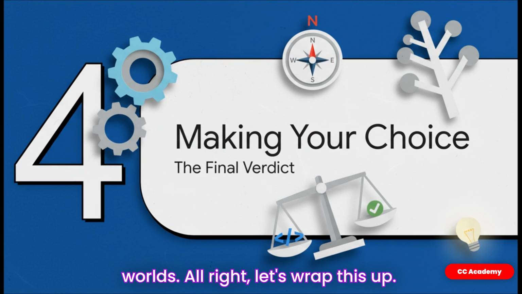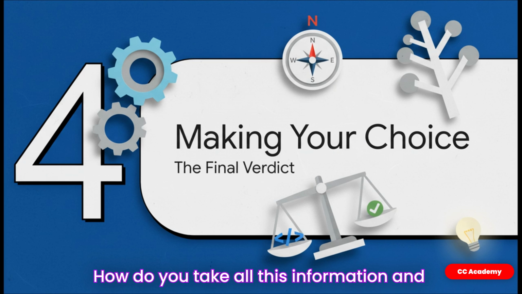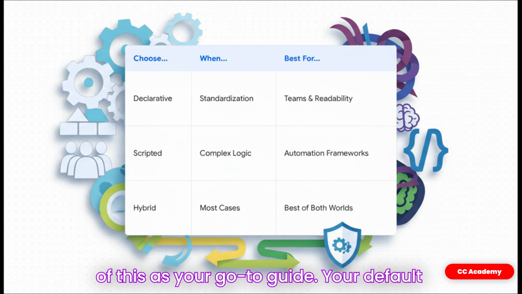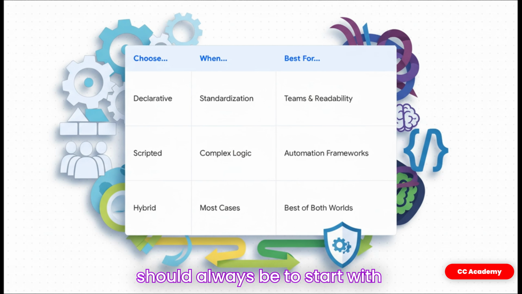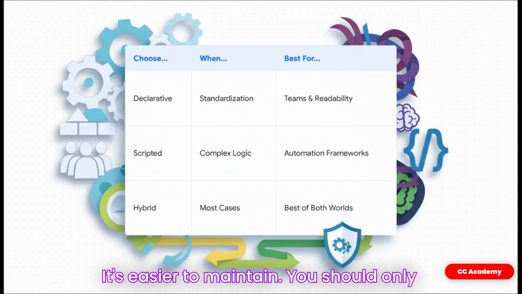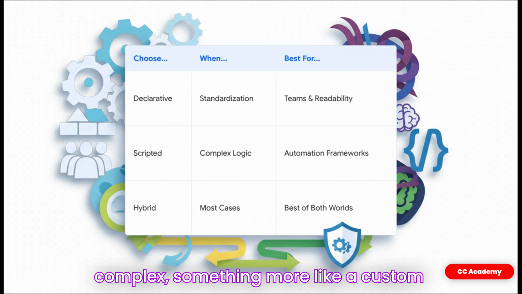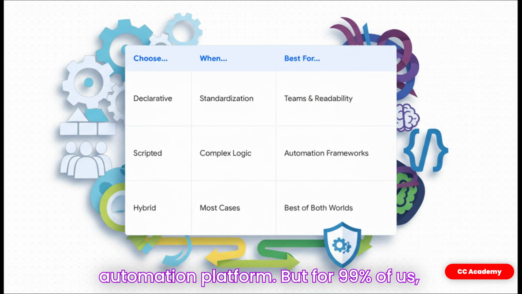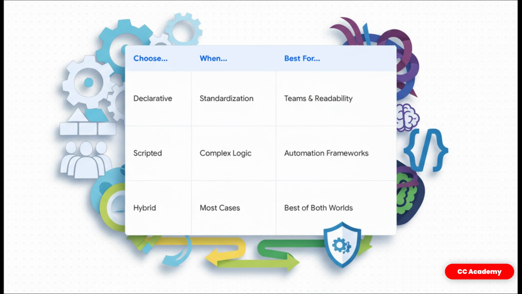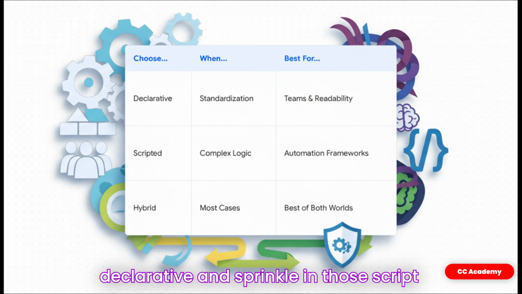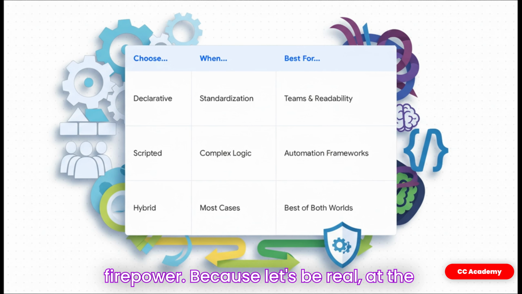All right, let's wrap this up. How do you take all this information and actually make a decision for your next project? What's the final takeaway? Think of this as your go-to guide. Your default should always be to start with declarative. It's better for your team. It's easier to maintain. You should only ever reach for a fully scripted pipeline if you're building something incredibly complex, something more like a custom automation platform. But for 99% of us, the answer is the hybrid model. Start declarative and sprinkle in those script blocks where you need that extra firepower.